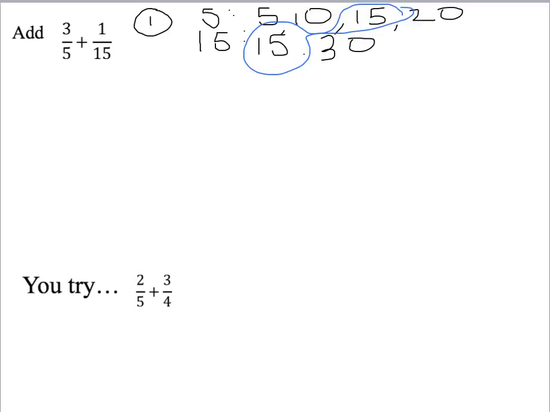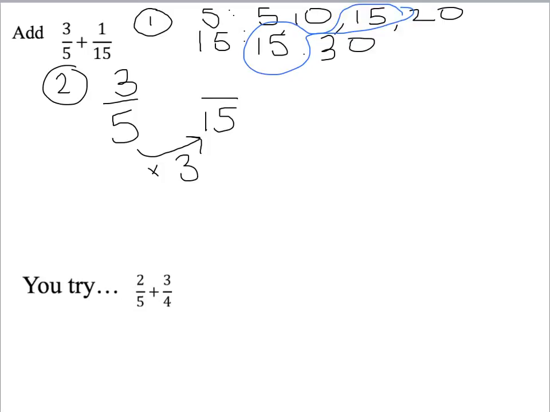So now we can go on to step 2. Step 2 is to rewrite each fraction using the lowest common denominator. So we need to rewrite each fraction so that they're over 15. Let's start with 3 over 5. We need it to be something over 15. How do you change 5 into 15? Multiply it by 3. 5 times 3 gives 15.